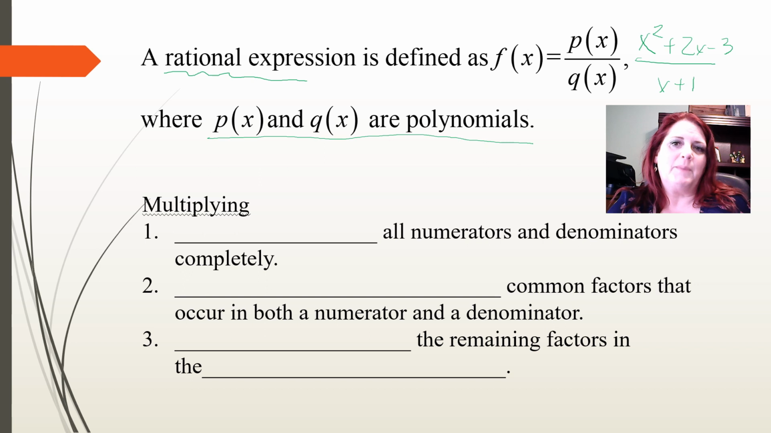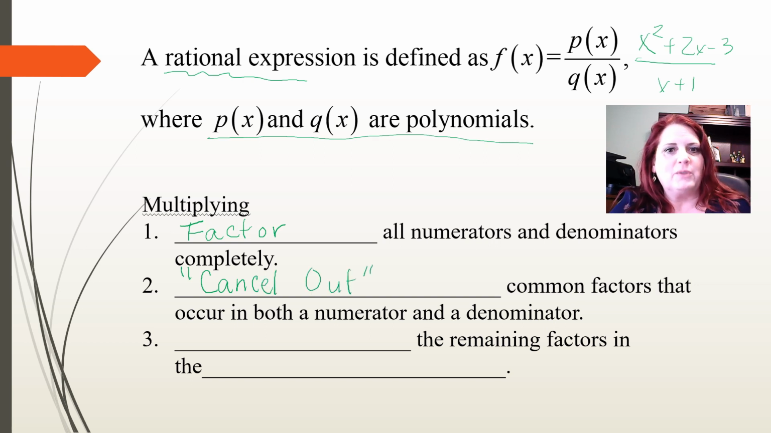So there's a few steps that we use when we are going to be multiplying things that look like that. The first thing is we're going to factor everything. We're going to factor the numerators. We're going to factor the denominators. So factor all the numerators and denominators completely. Once that's done, we're going to look at the top and the bottom, the numerators and the denominators, so that if there's anything in common, we can cancel out those common factors that occur in both a numerator and a denominator, so top and bottom. And then what's left over, we can multiply those together.